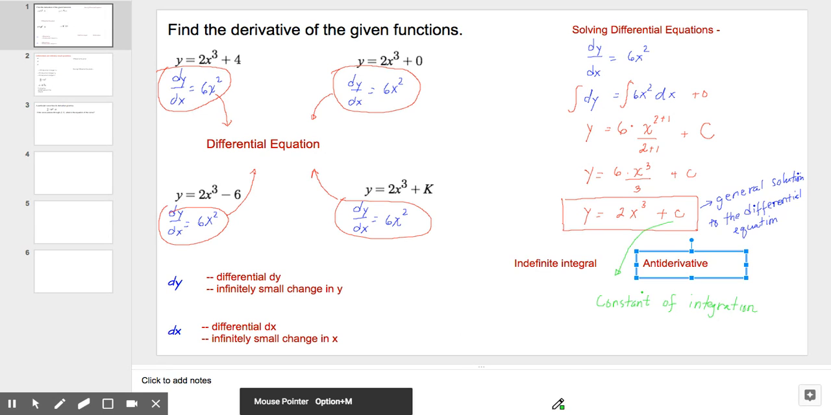Okay, so in the first semester, we looked for the derivatives. Now, in the second semester, we are going to do the opposite of finding the derivative, which is solving differential equations or finding the integral or antiderivative of the functions.